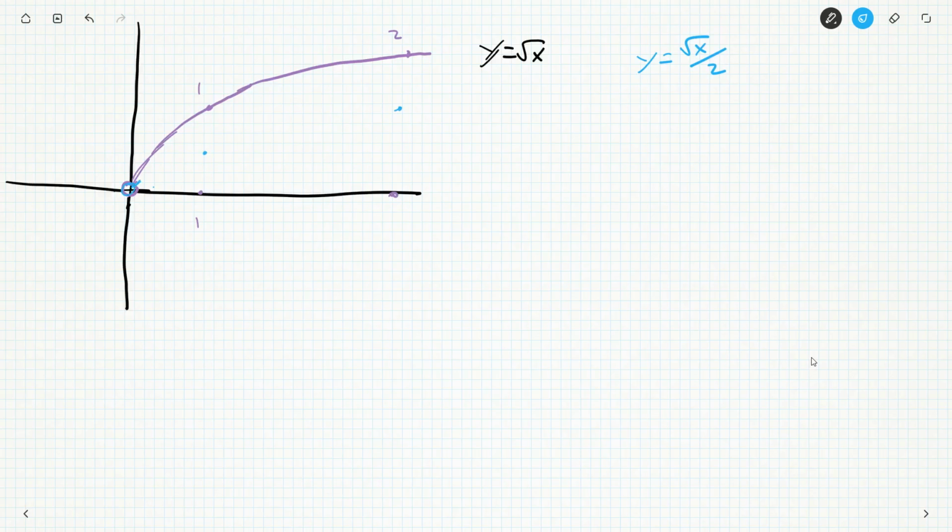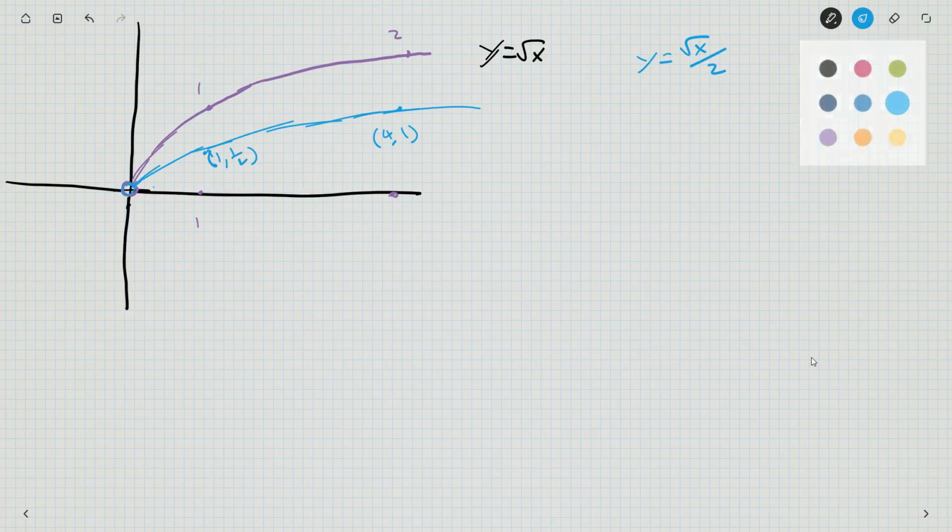So we still won't get anything there, and we sort of have squished it down by a half. And so at 1, it'll pass through 1 and a half. It'll pass through 4 and 1. It'll pass through 9 and 1.5, that sort of stuff. And you can plot a couple of those points to show them, yeah, I really know what I'm talking about. But that's really all we need.